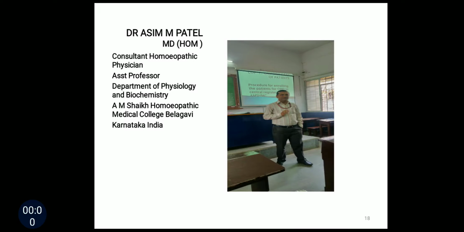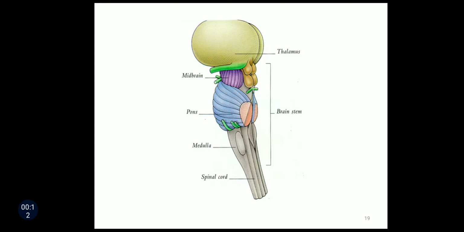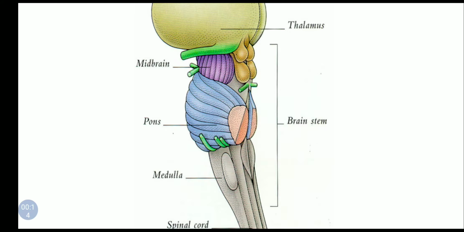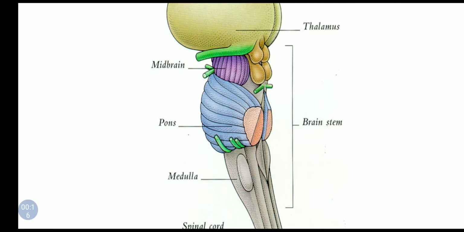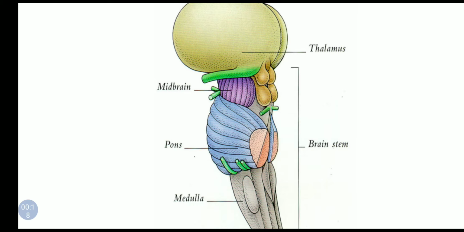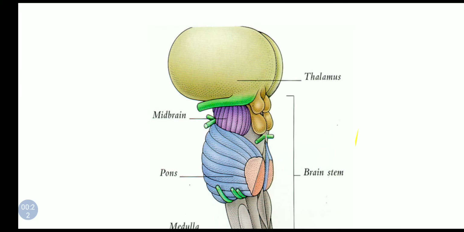So today we will continue with the brainstem. We have studied about pons and medulla oblongata in the previous class. So now we will study about midbrain. So here in this diagram you can see the midbrain. This is a midbrain which is situated just above the pons. You can see the midbrain here.